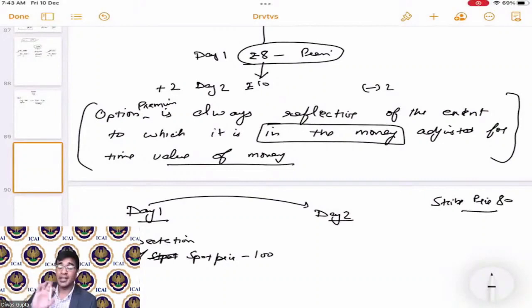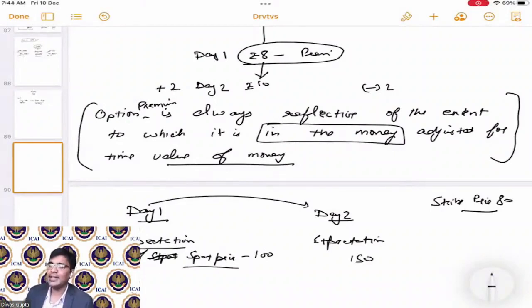I will prove all this mathematically, but I'm just first building the concept. And this is what the Black-Scholes model also assumes. But still, I am saying the expectation of spot price on day 1 is 100. Let's say on day 2, the expectation increases. Expectation on spot price increases to 150. Strike price is still 80.